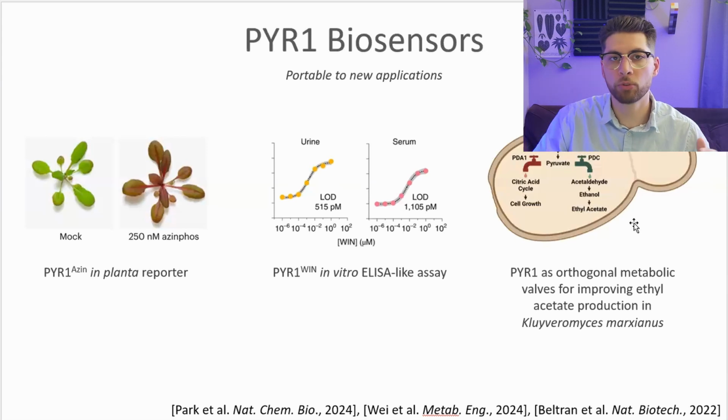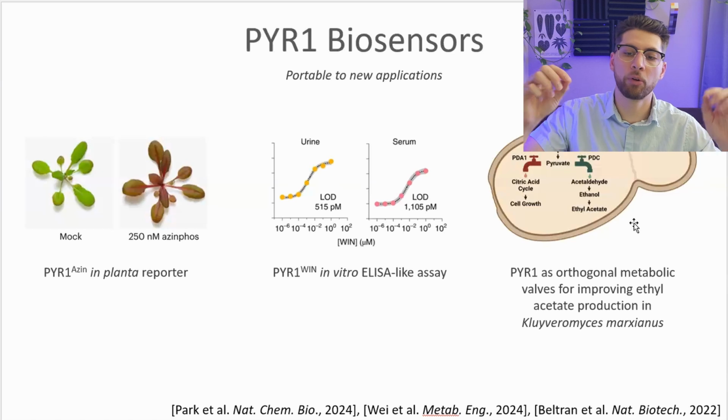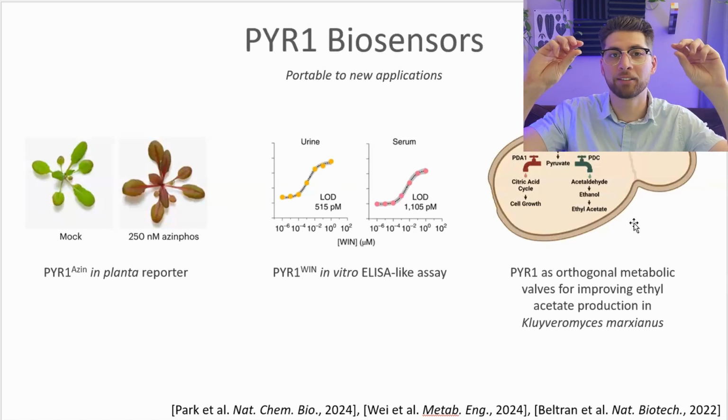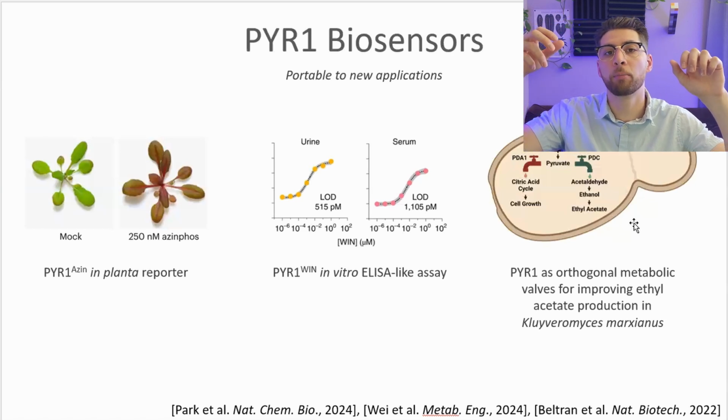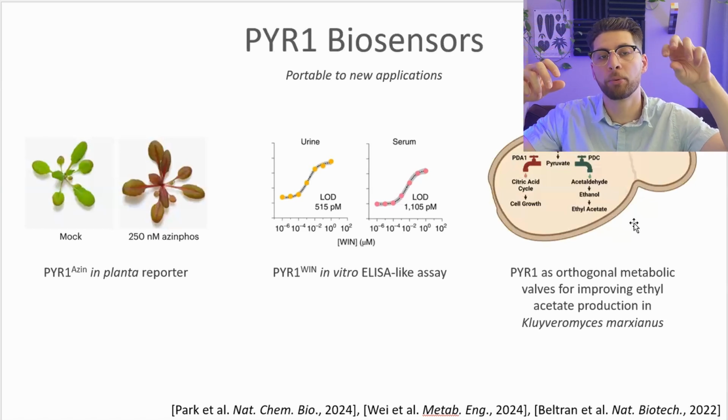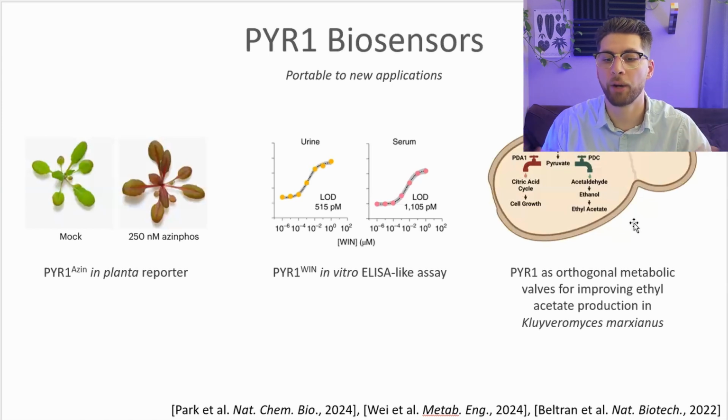There are some tools to do this already, but there are some disadvantages and advantages of them. But we showed that we were able to use the Pier 1 biosensors as what we call metabolite valves. So we can turn up the growth at the beginning of the experiment, and at the end of the experiment, we can turn down the growth and turn up the production of the compound that we want.